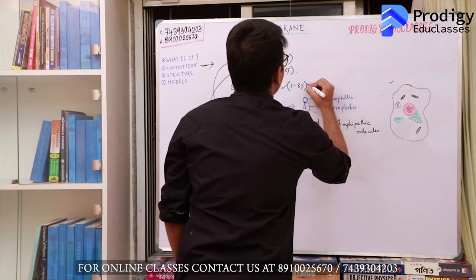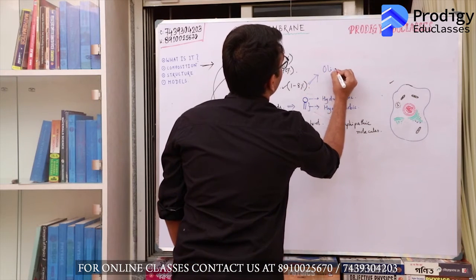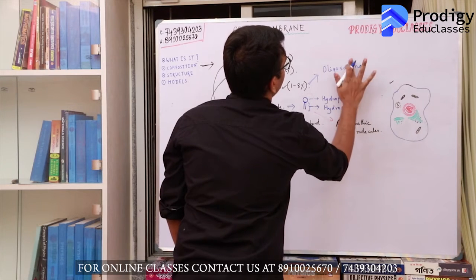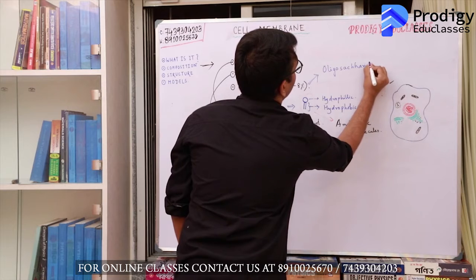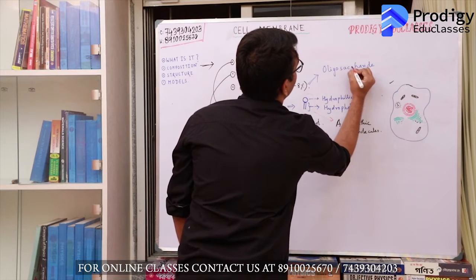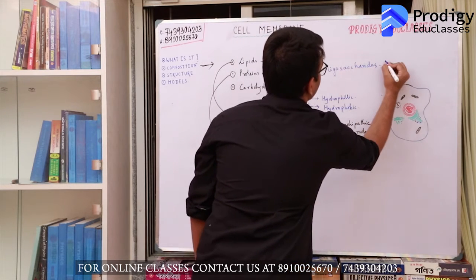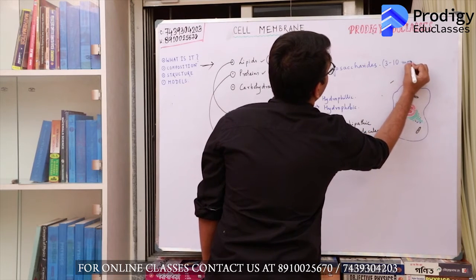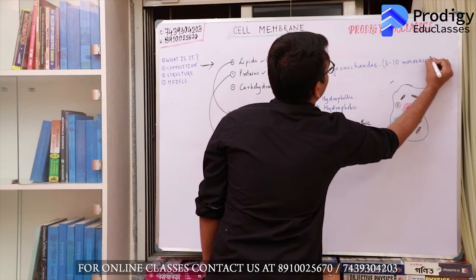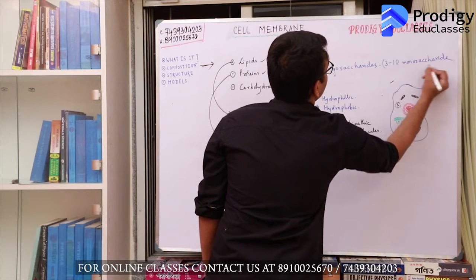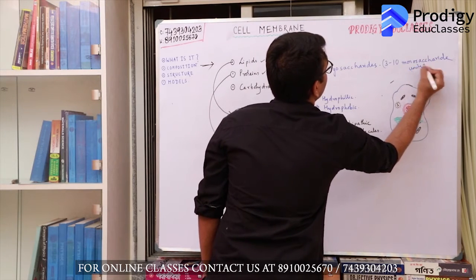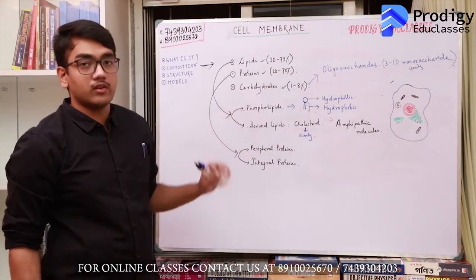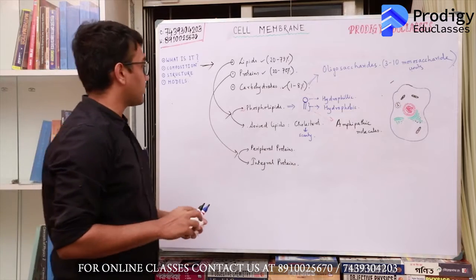Carbohydrates are present in the form of oligosaccharides. Oligosaccharides are formed of 3 to 10 monosaccharide units. Monosaccharide is a structural unit of carbohydrate. So, an oligosaccharide is composed of 3 to 10 monosaccharide units.